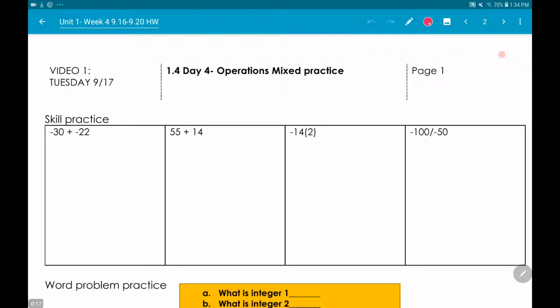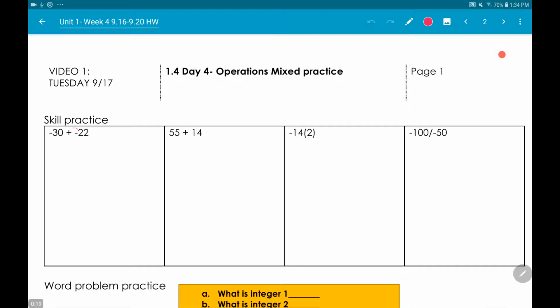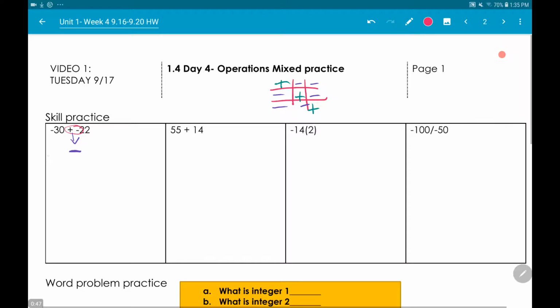So when I'm doing addition and subtraction, I'm always looking for those double signs. So I see one in that first one, but I don't see it in the second one or third or fourth. So that's it for that double signs. And if I remember my tic-tac-toe board, all right, I have a positive and a negative, so that makes me have a negative. Okay, so I'm going to rewrite negative 30 and 22.